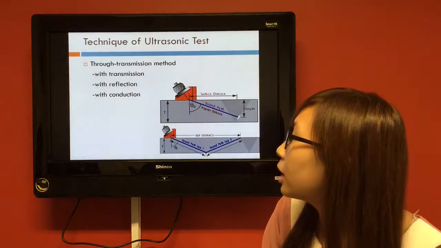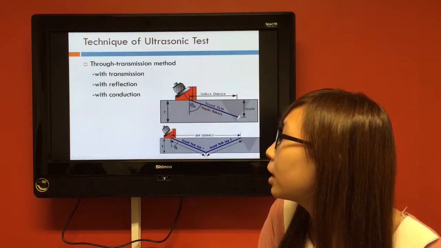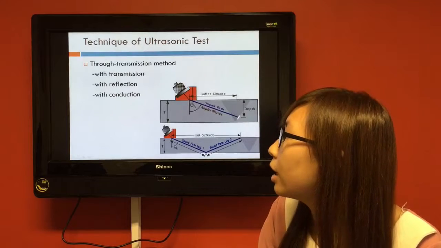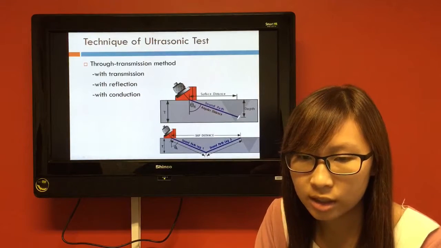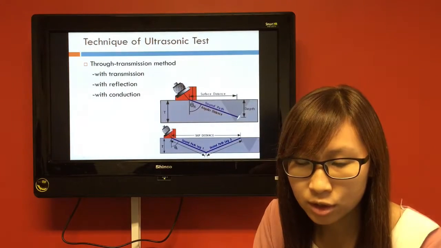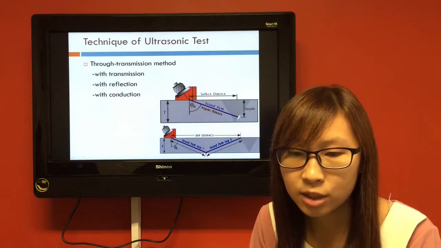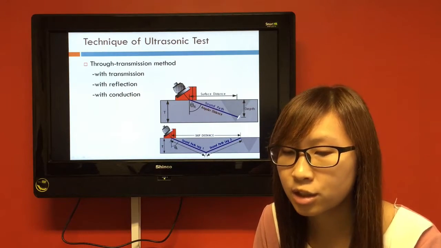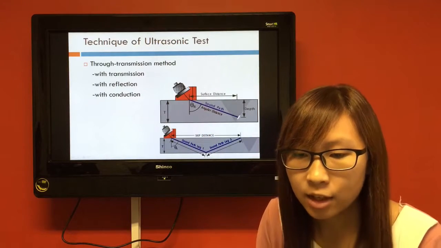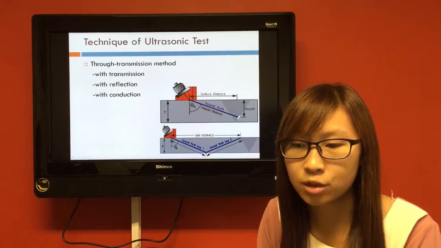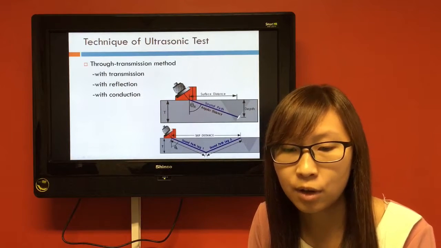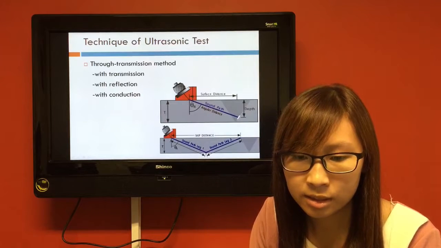Another method is the through transmission method. It will include transmission, reflection and conduction in this method. Angle beam transducers and wedges are typically used to introduce a refracted shear wave into the test material, like in this picture. An angled sound path allows the sound beam to come in from the side, thereby improving the detectability of flaws in and around weld areas.